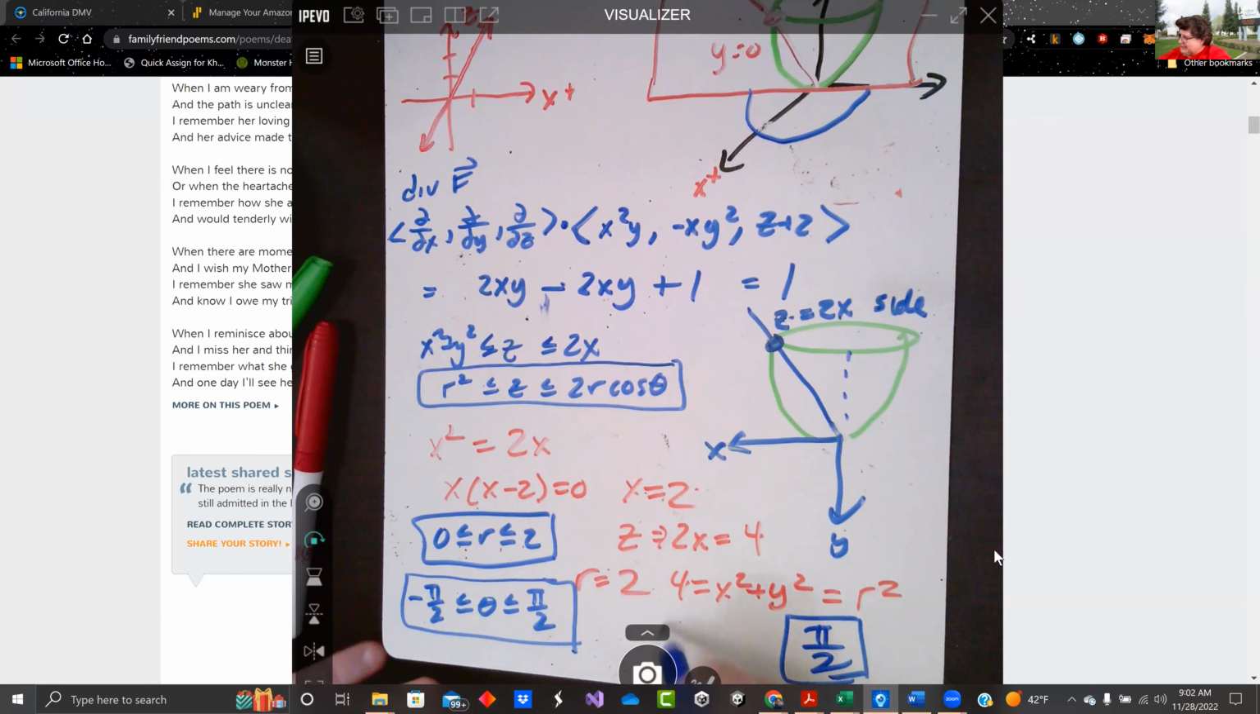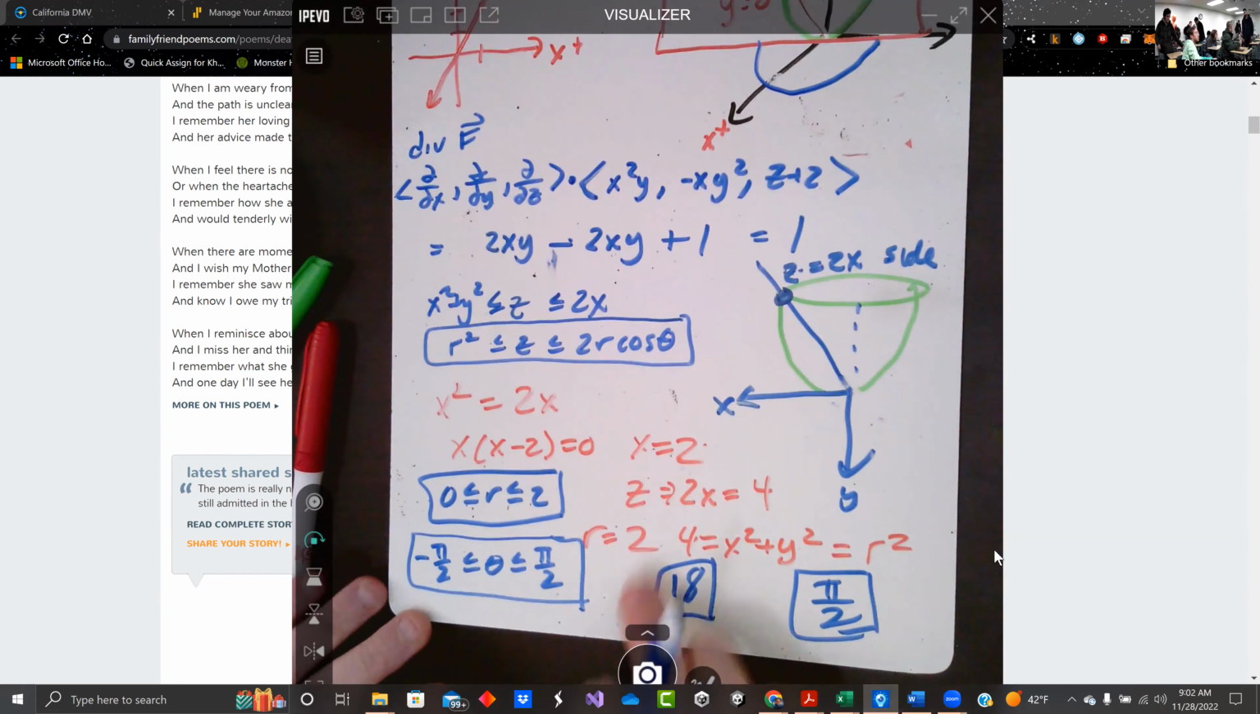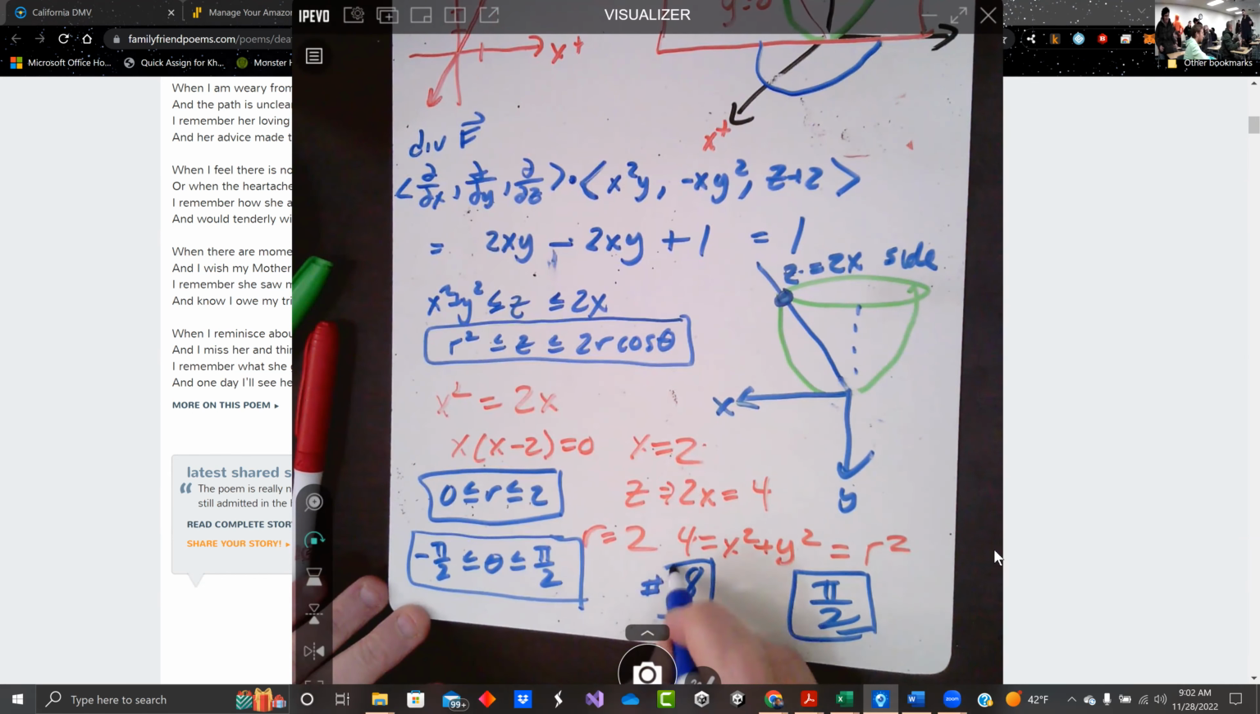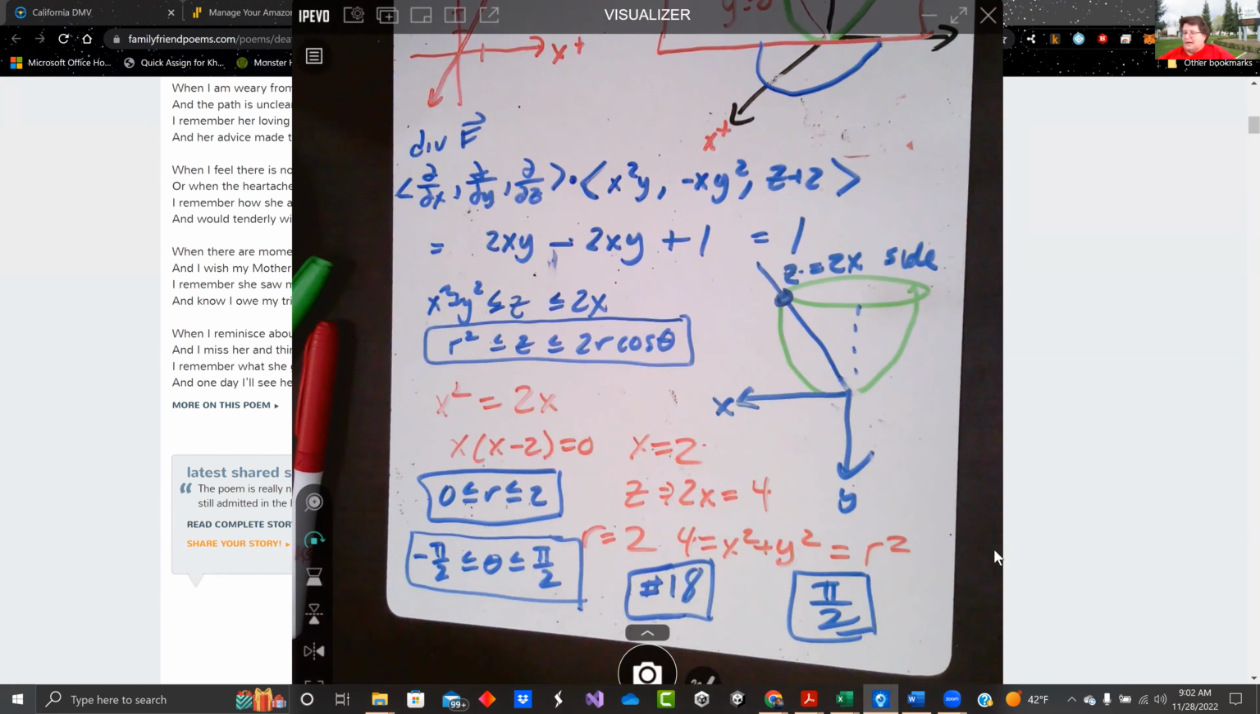This was problem 18 in the book. So if you want to see how I figured it out, I figured it was out of the text, so they might have set it up in spherical. We can go take a look at how they set it up.